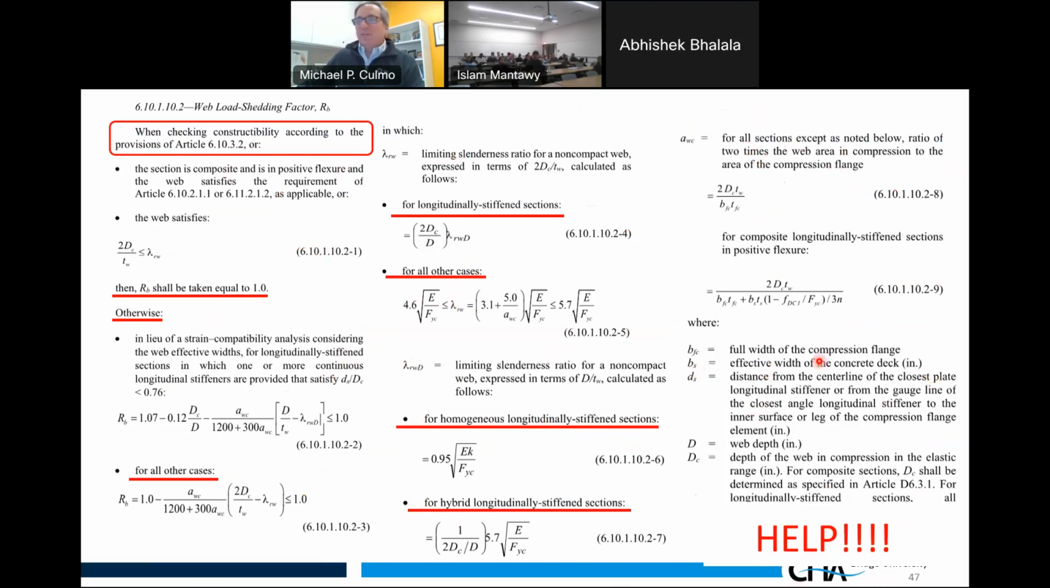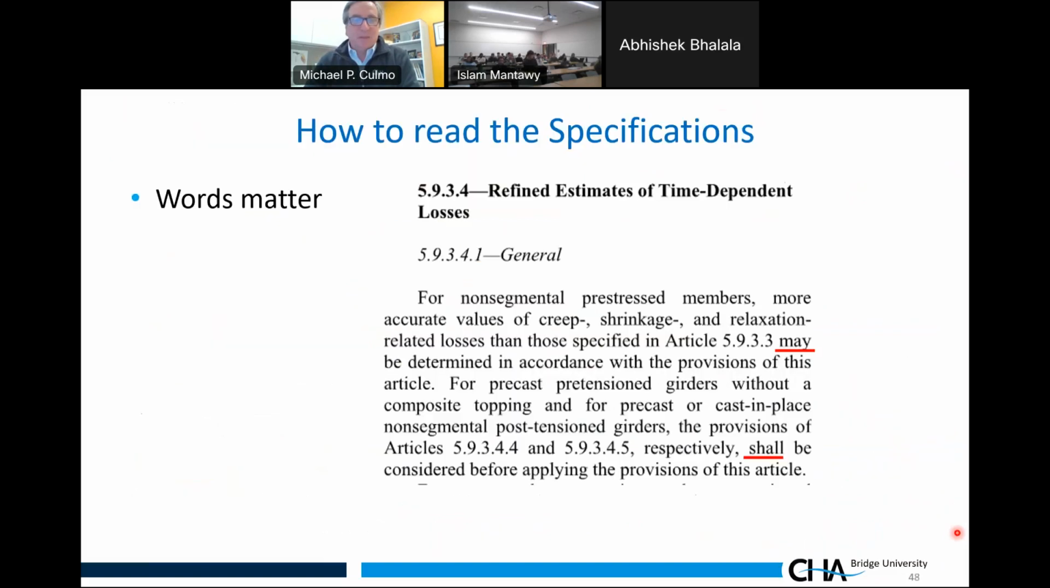So you're going to find provisions in the AASHTO specifications that are rather difficult to follow. And that's why you have to have experience, and that's why you have to work with somebody who has experience to help you decipher some of this language. Again, back to words matter, mays and shalls.